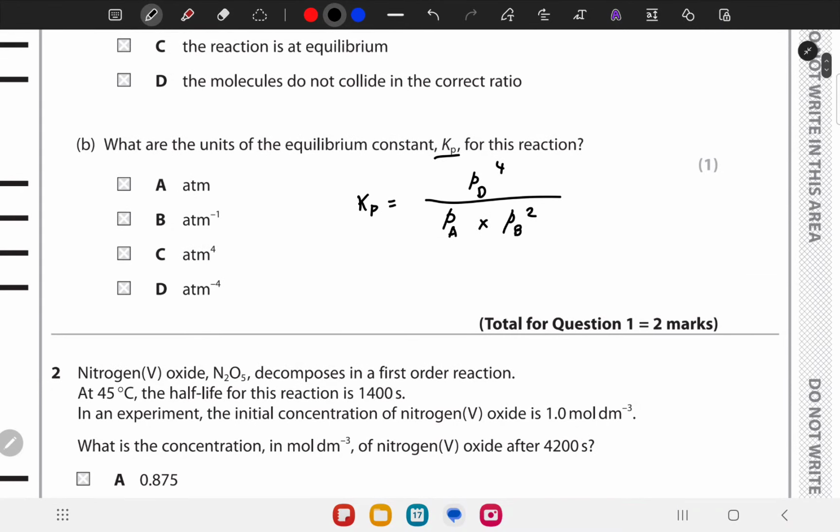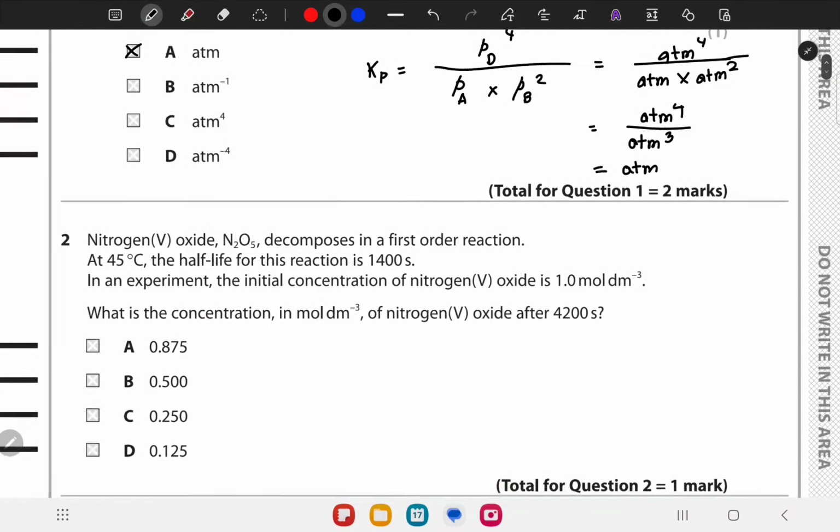So if we find the unit, we have atmosphere to the power 4 on the top, and on the bottom atmosphere for A and atmosphere squared for B, so atm to the power 4 divided by atm to the power 3. So we'll get atm. A is our answer.